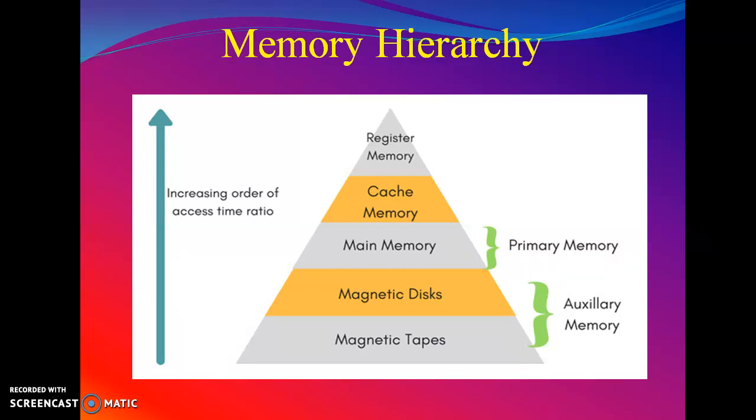Next is memory hierarchy. The total memory capacity of the computer can be visualized by the hierarchy of components. The memory hierarchy system consists of all storage devices contained in the computer system, from the slow auxiliary memory to main memory and to small cache memory. The lowest part is auxiliary memory. The auxiliary memory is divided into two categories. One is magnetic tape, another is magnetic disks. The middle portion is called main memory, and the next portion is cache memory, and the topmost portion is register memory.